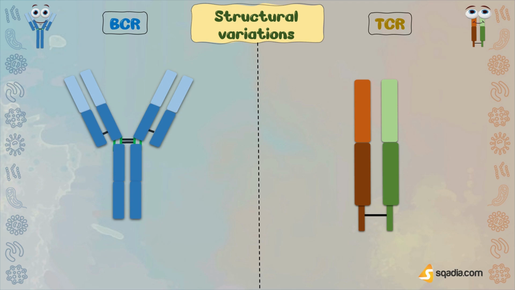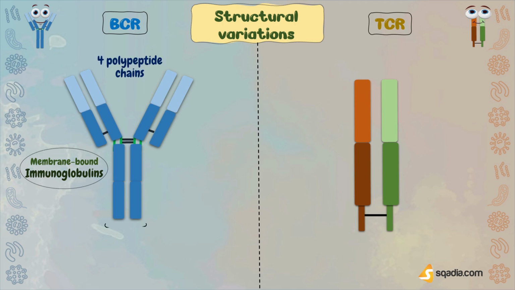B-cell receptors are the membrane-bound immunoglobulins, consisting of 4 polypeptide chains. Among them, 2 are called heavy chains, and the other 2 are called light chains. They are named based on their molecular weight. And the chains in the BCRs have both variable domains, with diversity in amino acid sequences, and constant domains, with similar or constant amino acid sequence.